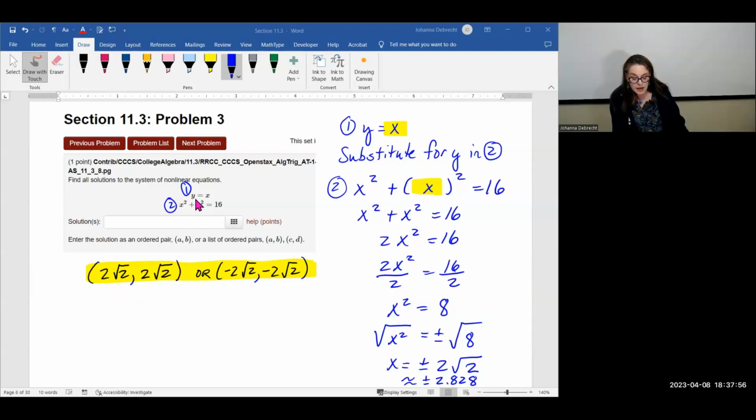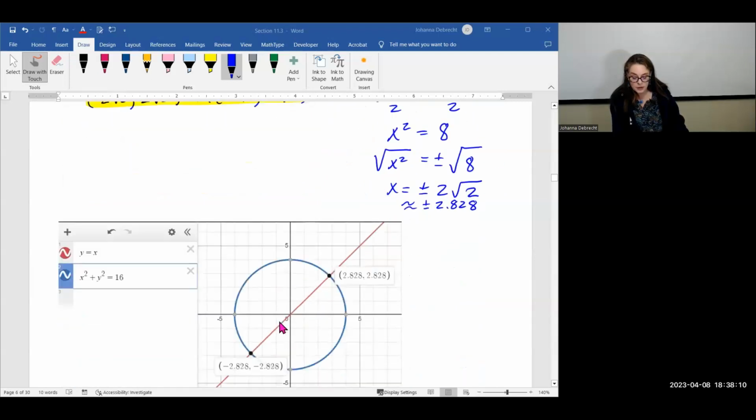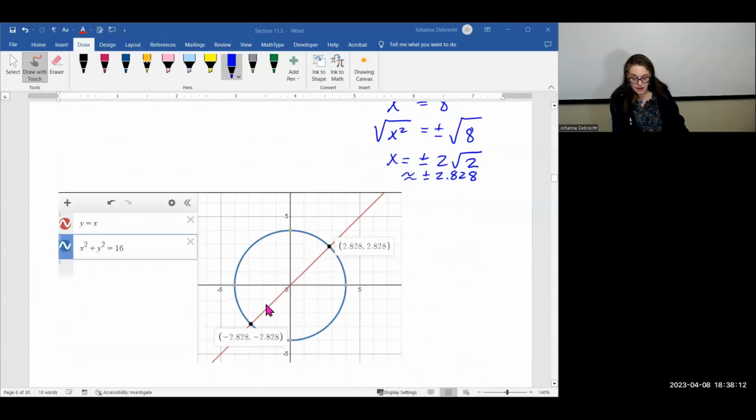Now, because y is equal to x and x is equal to y, that means that the coefficients in each ordered pair are identical. They're both 2 square roots of 2, or they're both -2 square roots of 2. When we look at the graph, we can see that, in fact, that is exactly what Desmos found. It's crossing in quadrant 1, where they're both positive, and quadrant 3, where they're both negative.